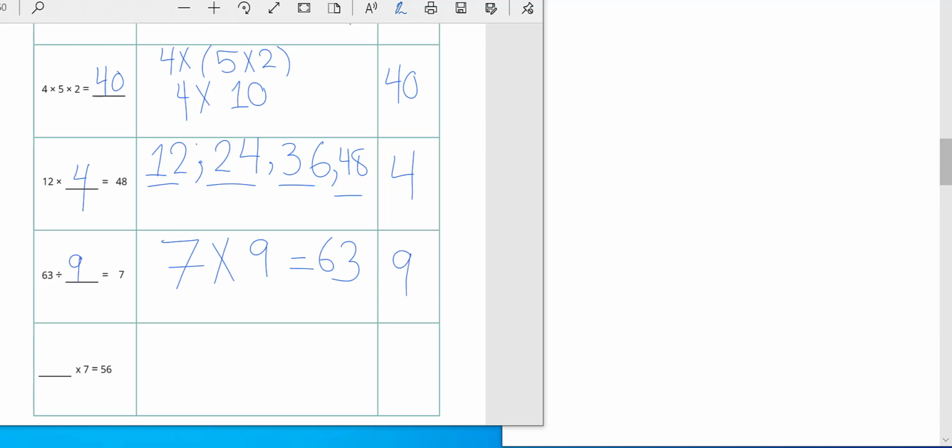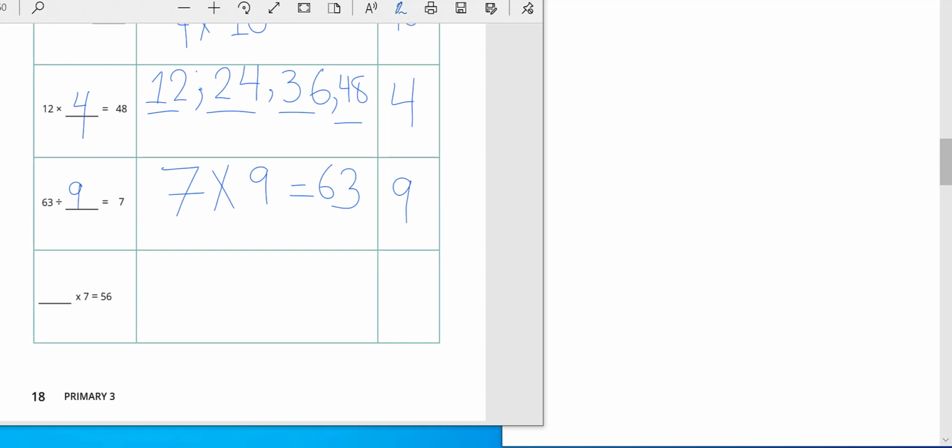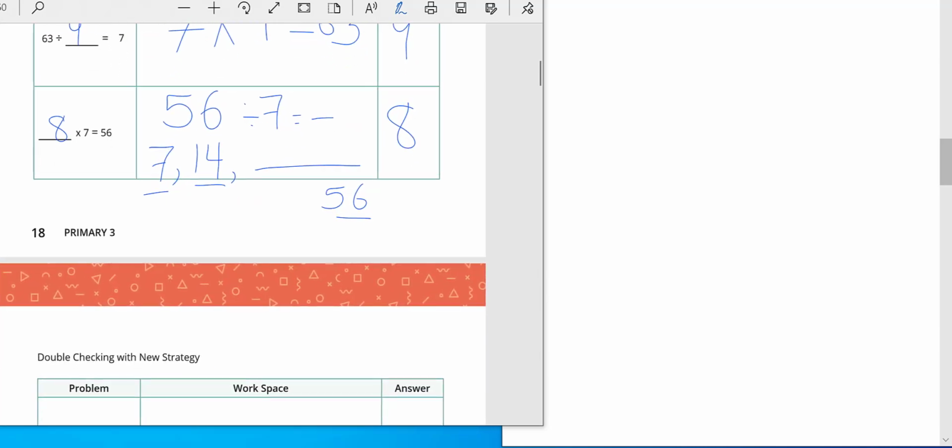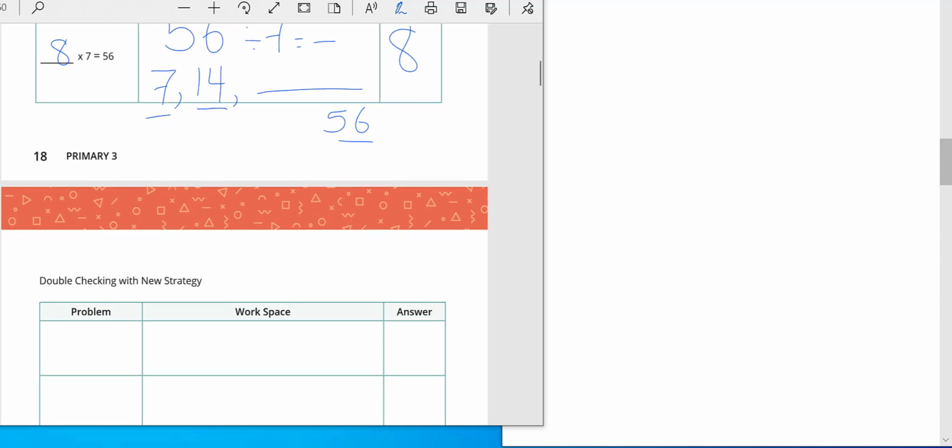The next exercise is what times 7 equals 56. We can use fact families, inverse operation, or drawing an array, but you can use the easy strategy for you. So we can use division. 56 divided by 7 equals what? From the table, 7 times 8 is 56, so the missing factor is 8. You can also use another strategy, skip count by 7: 7, 14, and up to 56, and count how many steps you use. Now go to book page 19 to complete this exercise, double checking with a new strategy.